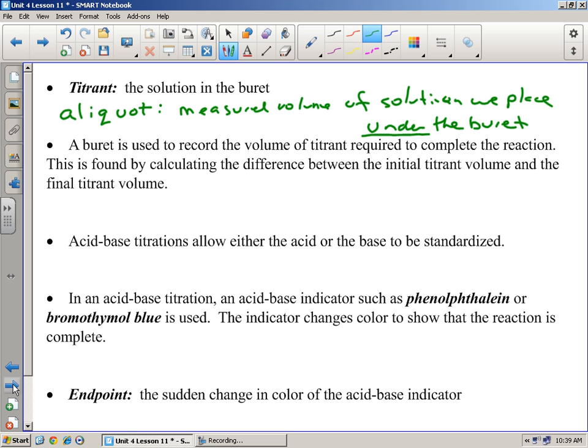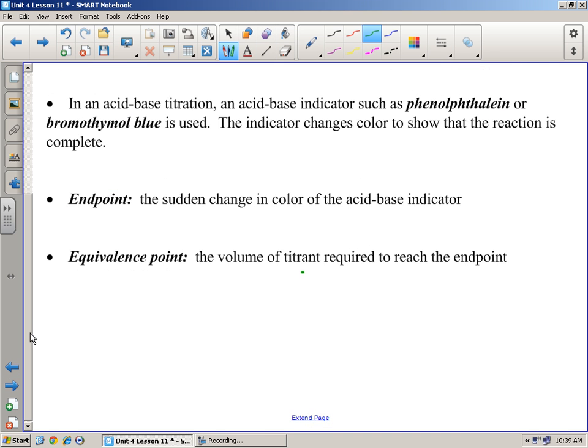You're going to use what we call a burette to record the volume of the titrant required to basically neutralize. Most of the time that we do these are acid-base titrations, and what we need to do is find that point where they neutralize each other out. To do that, you're going to use an indicator. The indicators that we're going to use are going to be phenolphthalein or bromothymol blue. For tomorrow we're going to use phenolphthalein, and that's the one I picked here for you so you can see the color change. The indicator changes color to show that the reaction is complete.